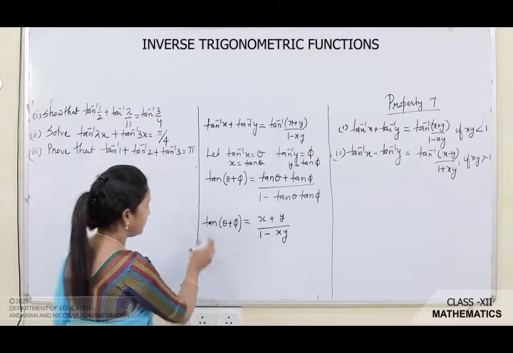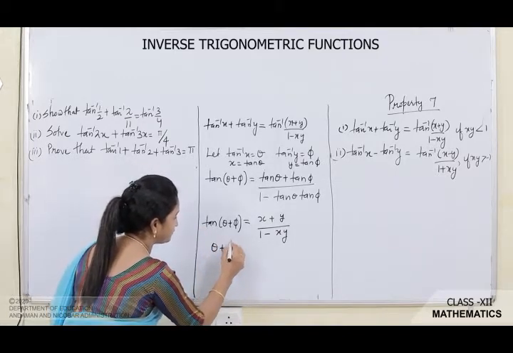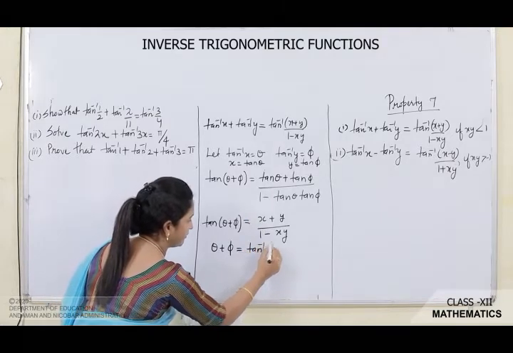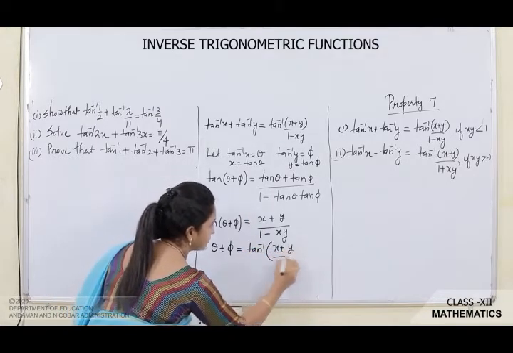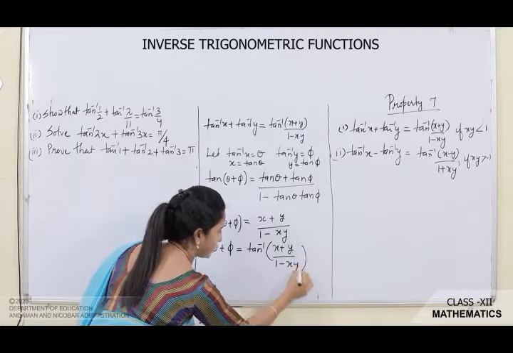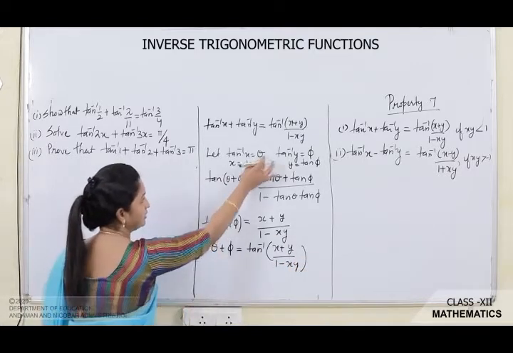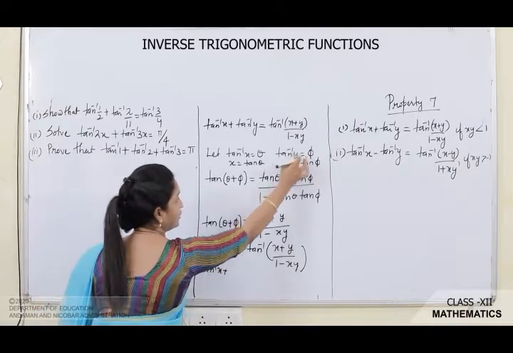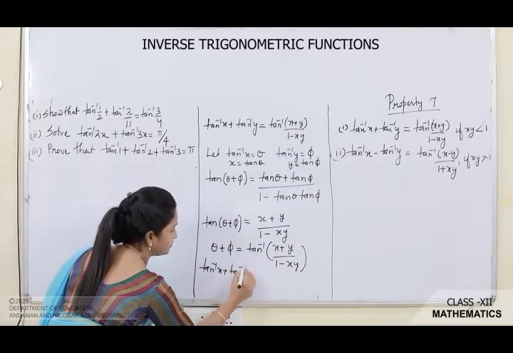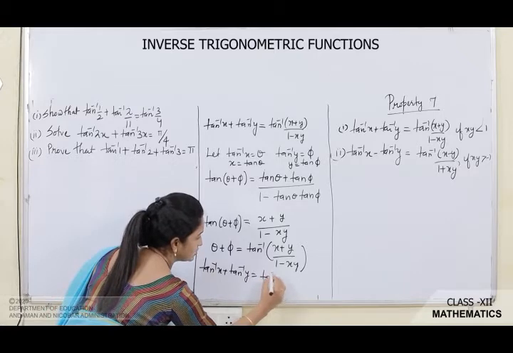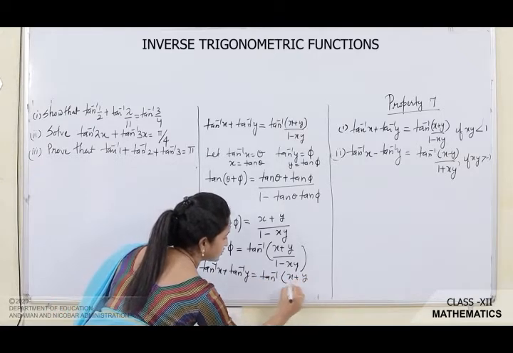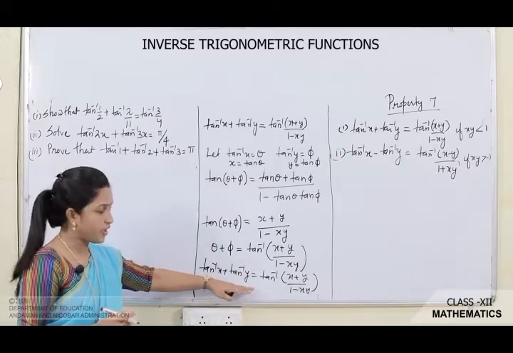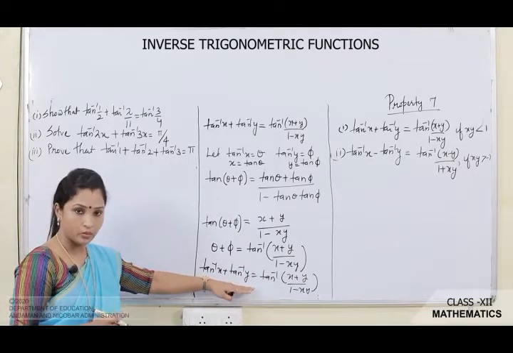Clear? So you got tan of theta plus phi is equal to x plus y by 1 minus xy. If you find the value of theta plus phi, when tan goes to the other side, it becomes tan inverse of x plus y by 1 minus xy. What is the value of theta? That is tan inverse x. And phi you have taken as tan inverse y. So that equals tan inverse of x plus y by 1 minus xy. So this is the way you have to prove property number 1.